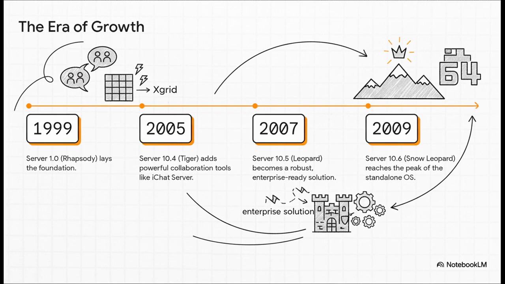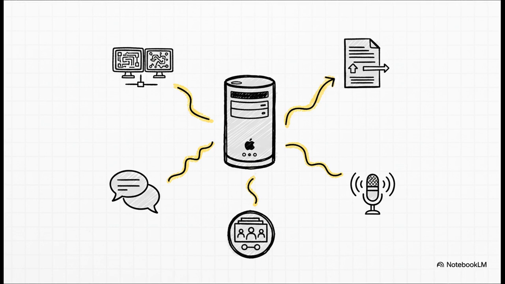It let you link a whole bunch of Macs together to basically create your own little supercomputer for heavy-duty stuff like video rendering. By the time we get to Snow Leopard, man, it was just a beast of an OS. Fully 64-bit and absolutely packed with features. I mean, just look at everything it could do.